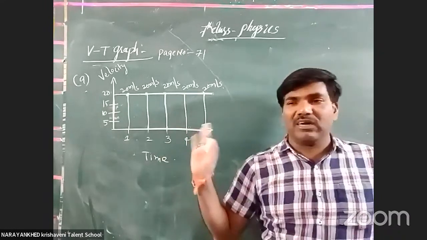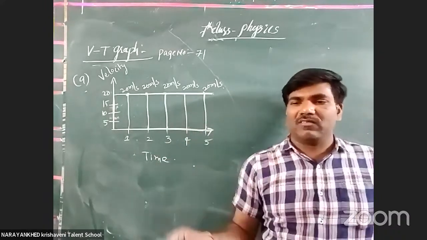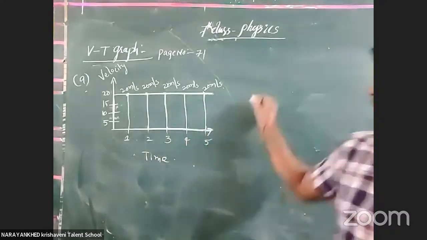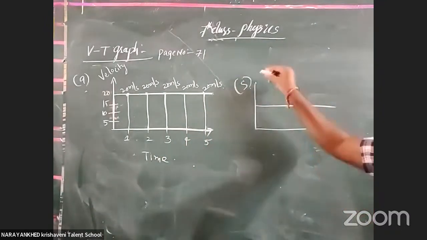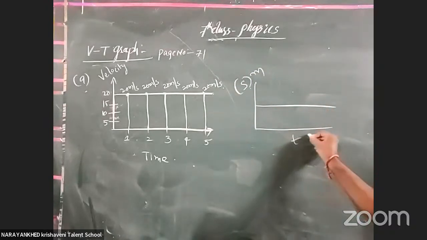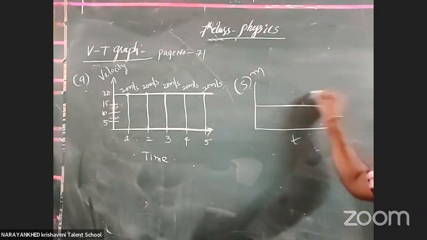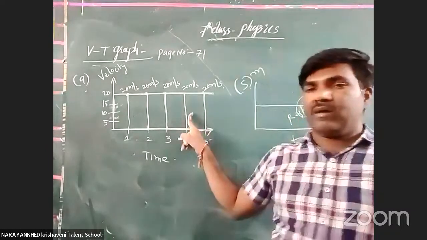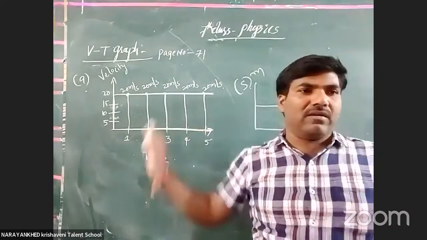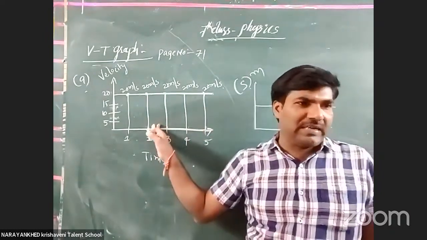The body is not at rest here. The same diagram, in case you have not observed properly, will look like this. Suppose it is displacement in meters against time. The body is now in a rest condition. But the graph looks the same. But here it is a velocity and time graph.